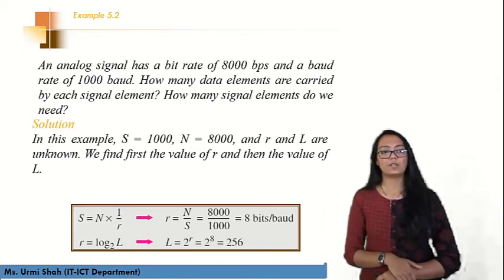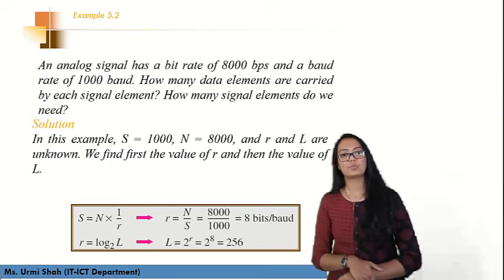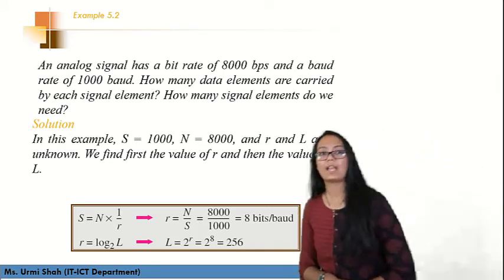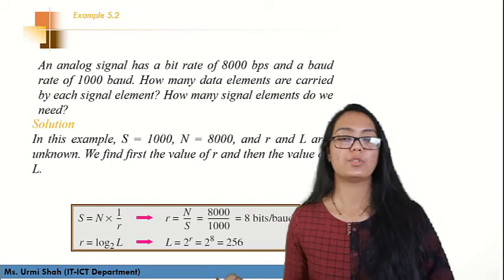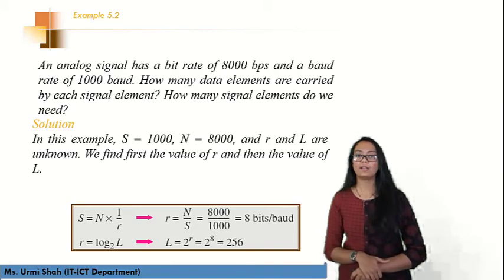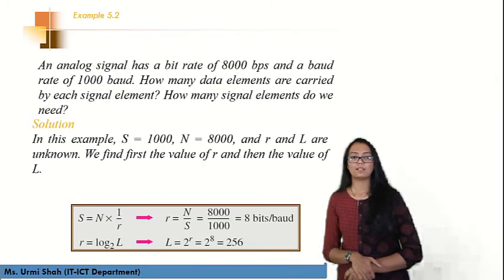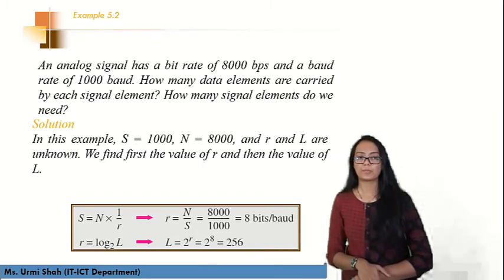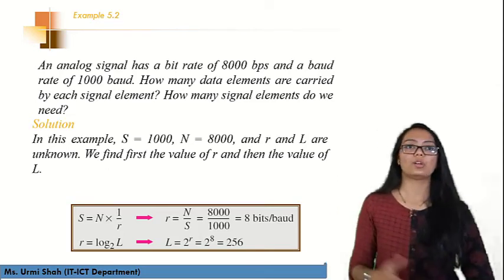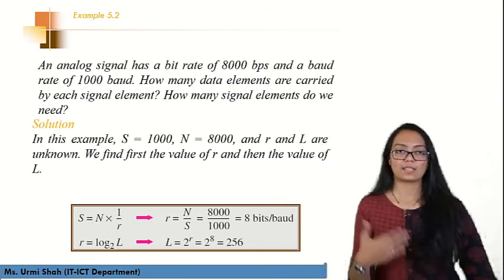So for R calculation we can use the S and N parameters, that is S is equal to N by R. So R will be equal to N by S. So these things you can calculate by using R is equal to N by S. So it will be 8000 divided by 1000. So R is nothing but 8 bits per baud. Now you can calculate L using R is equal to log to the base 2 of L. L we need to find, so it will be 2 raised to R. So 2 raised to 8, in total we will have 256 signal elements. This is the requirement for our transmission.